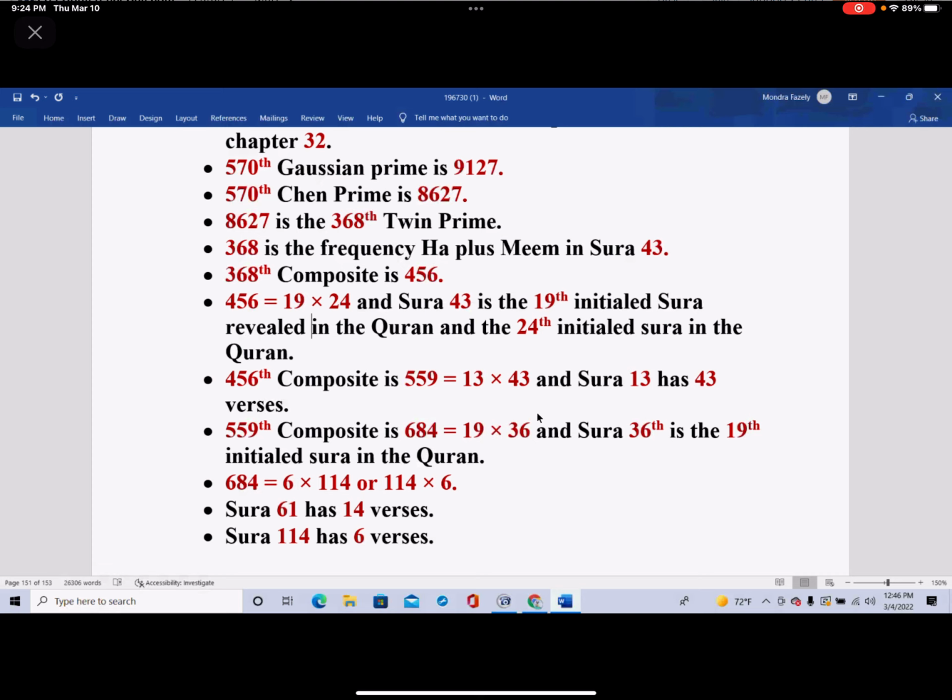Now, 684 also you can write it as 6 times 114, which is the number of surahs in the Quran. Okay. Or 114 times 6. It doesn't matter which way you write it, it's always going to be the same product. Okay. So, these are commutation laws. So it says Surah 61 has 14 verses, and Surah 114 has 6 verses.